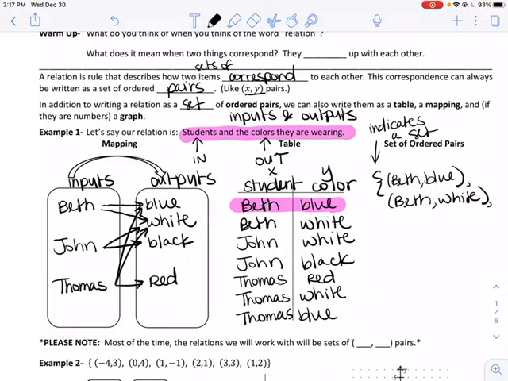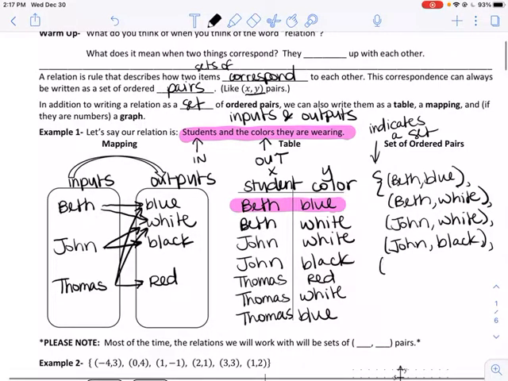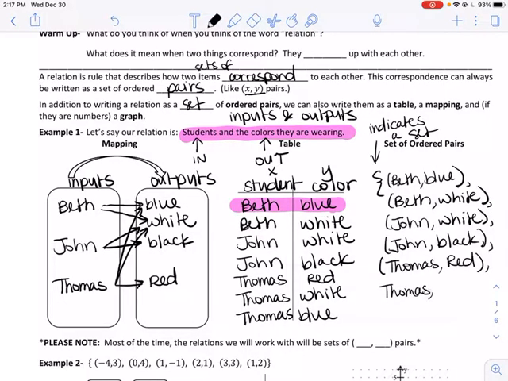John is wearing white. And this can take a while, so let's just go ahead and write these down. Usually this will end up showing as a list that goes horizontally. I'm just running out of space. Thomas Red, Thomas White. Don't forget your parentheses. And Thomas Blue.